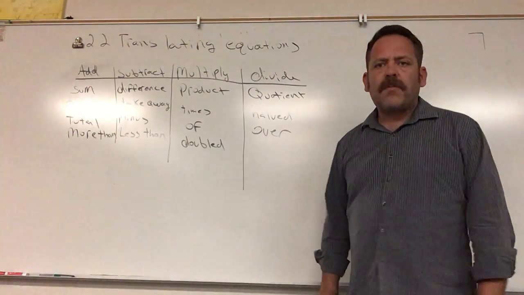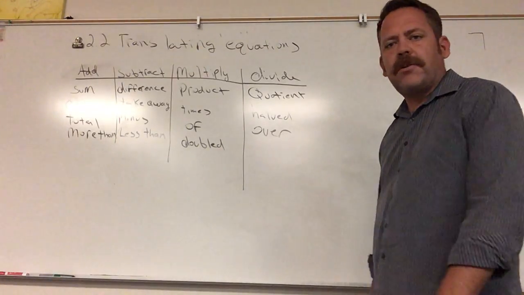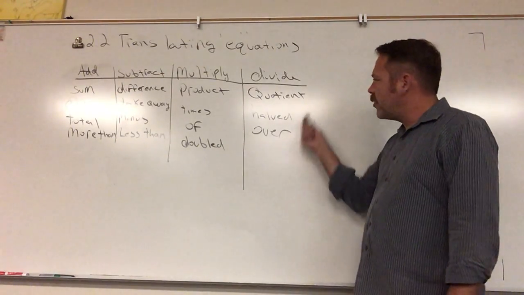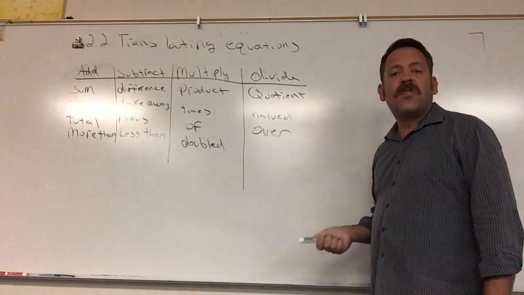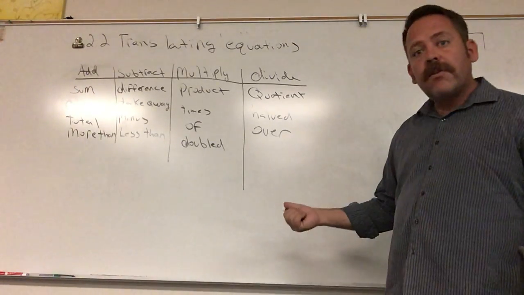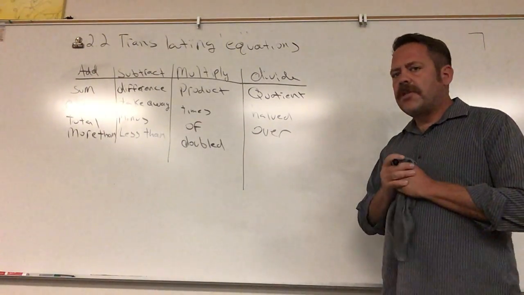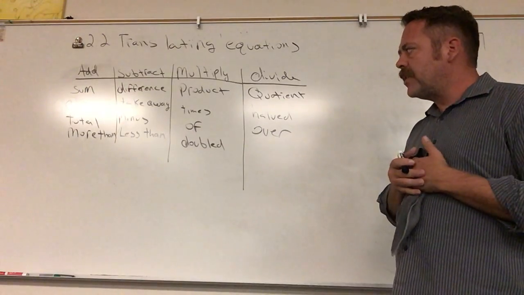So doubled means multiply, but it's specifically multiplied by 2. Again, there's many more. For divide, we have quotient, halved, over. Like 6 over 3 simplifies to 2. Sometimes just breaking it down into the math makes it an easier problem.